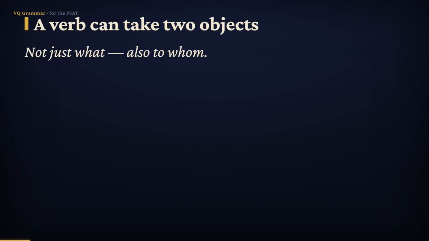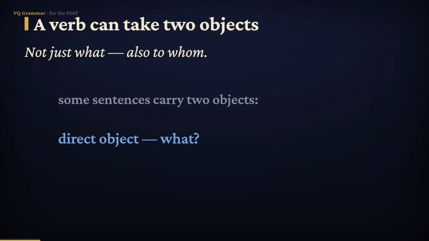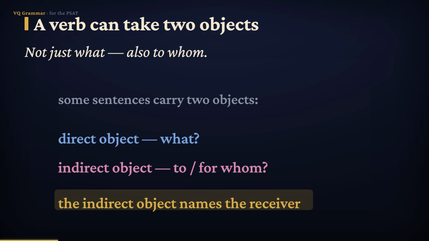Let's set the stage. You already know the direct object, the noun that answers what or whom after the verb. But an action verb can carry a second object too. This one is called the indirect object, and it answers a different question. To whom, or for whom, is the action done? In other words, the indirect object names the person who receives the thing.